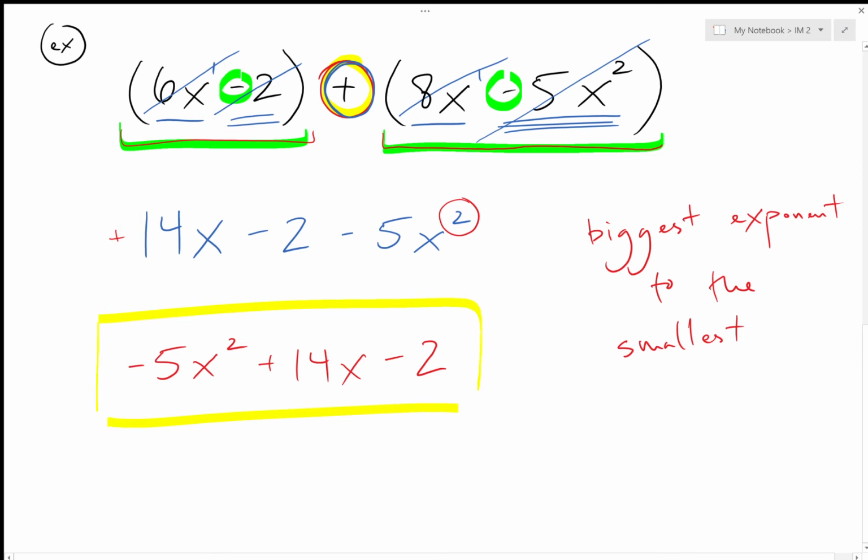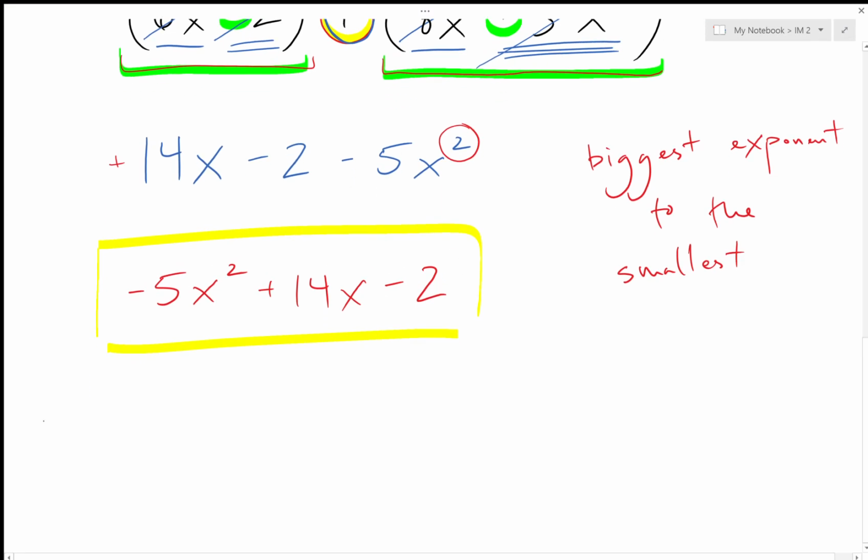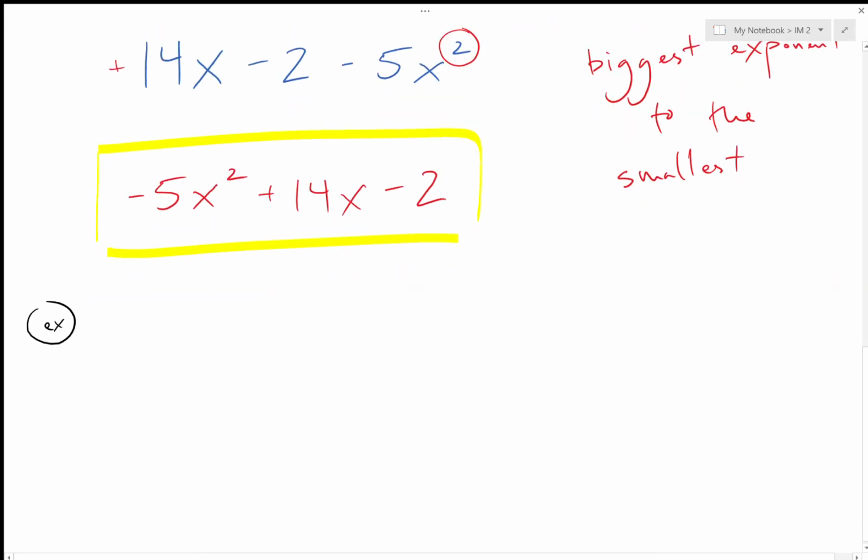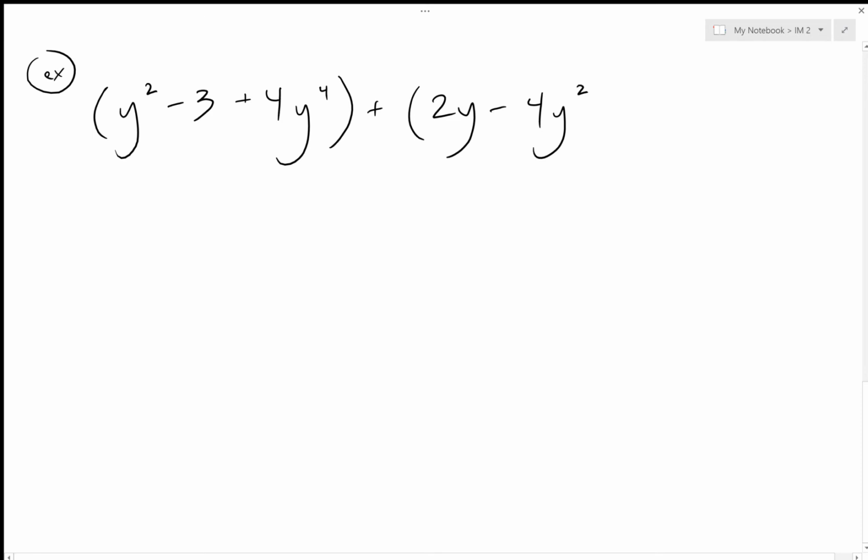Now, both answers are correct. We just want to put them into standard form from now on. So let's take a look at another one. For example, let's say they give us y squared minus 3 plus 4y to the 4 plus 2y minus 4y squared minus 8y to the 4 plus 4, so pretty lengthy here.